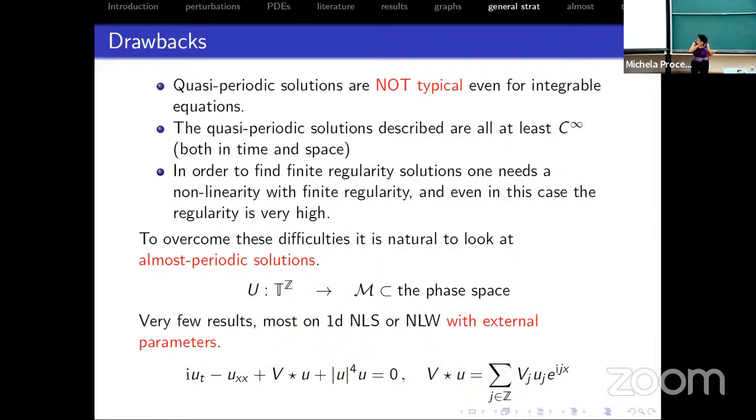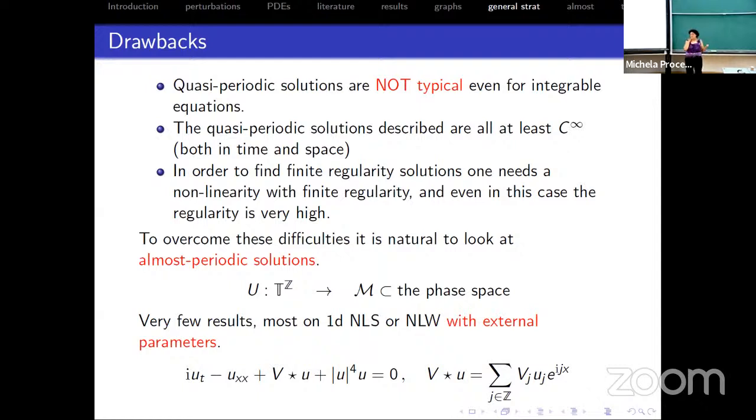And so, of course, you ask yourself, is it true that I have solutions which live on invariant tori and have a low regularity, or that are typical? Well, if you want to play this game, you must go to almost periodic solutions. So you must go to infinite tori. Well, as I said, there are very few results, most on cooked up models.